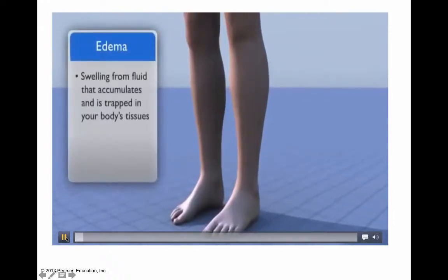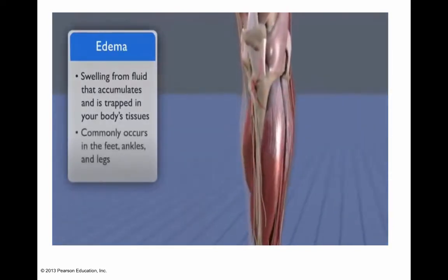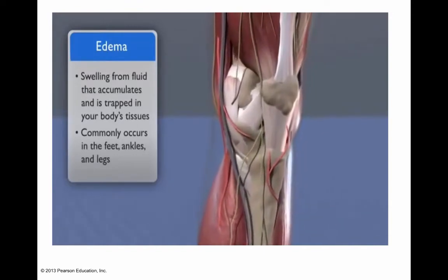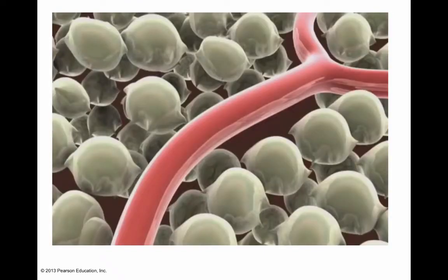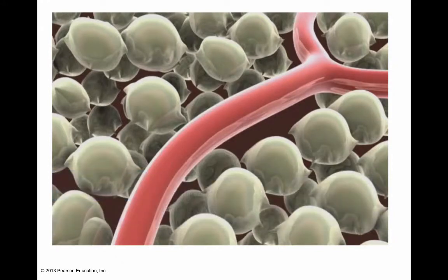Edema means swelling from fluid that accumulates and is trapped in your body's tissues. Edema most commonly occurs in the feet, ankles, and legs, but any part of the body can be affected. The tissues of your body are made up of cells held together by connective tissue. The space between cells that contain connective tissue and tiny blood vessels is called the interstitium. The fluids in your body that are not inside cells are usually stored in your blood vessels and what are called the interstitial spaces, meaning not inside cells.